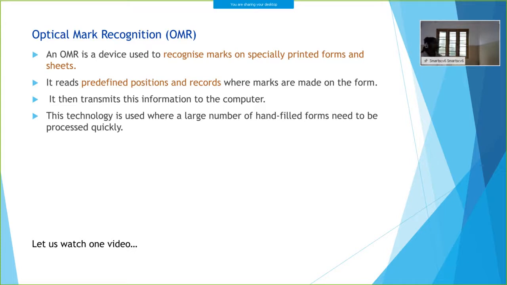What is the use of this OMR, optical mark recognition system? This device is used to recognize marks on specially printed forms and sheets. We can easily correct more papers within the time. It reads predefined positions and records where marks are made on the form. It then transmits this information to the computer. Is it clear? Let us watch one video.